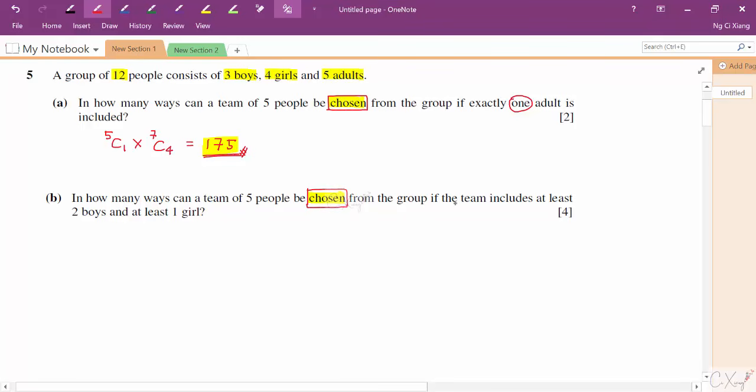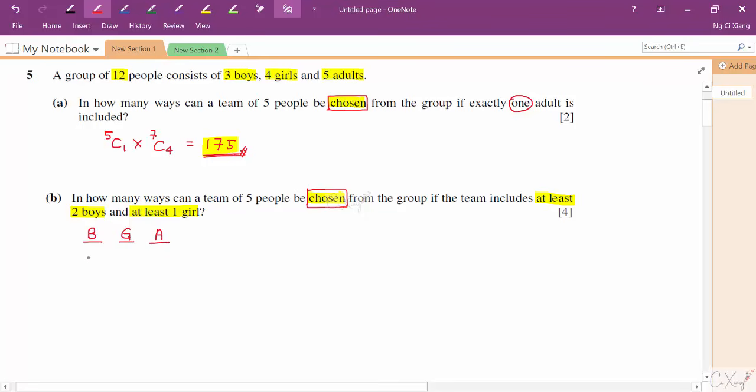Right, so from the group, the team must include at least 2 boys and at least 1 girl. So these are the restrictions that they give us. We must have at least 2 boys in the team and also at least 1 girl. For this kind of question, it will be good if you can list out all the possible cases.